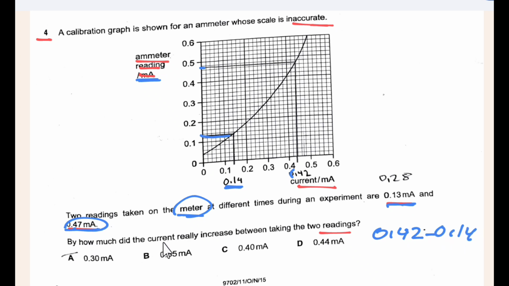So we need to just find how much the current really increased. In reality, between these two values, how much does the current increase? Larger value minus smaller value, we would get the increase, that is 0.28. So 0.28 is approximately equal to 0.30. So the answer would be A.